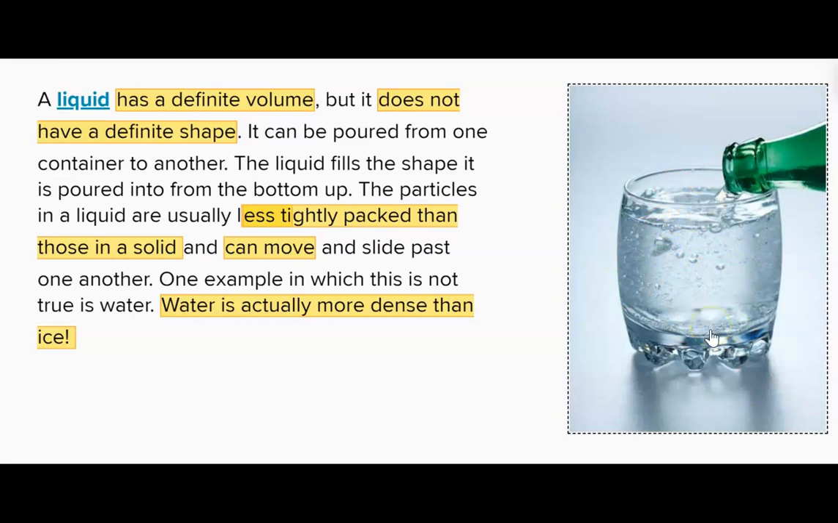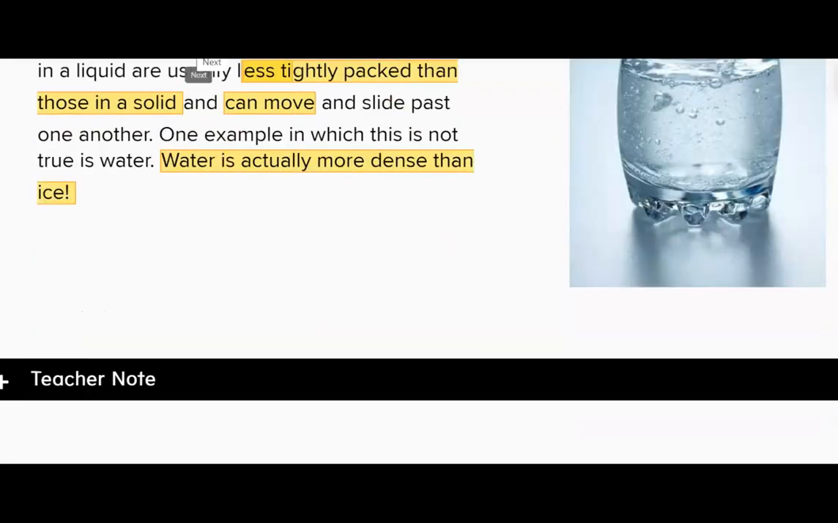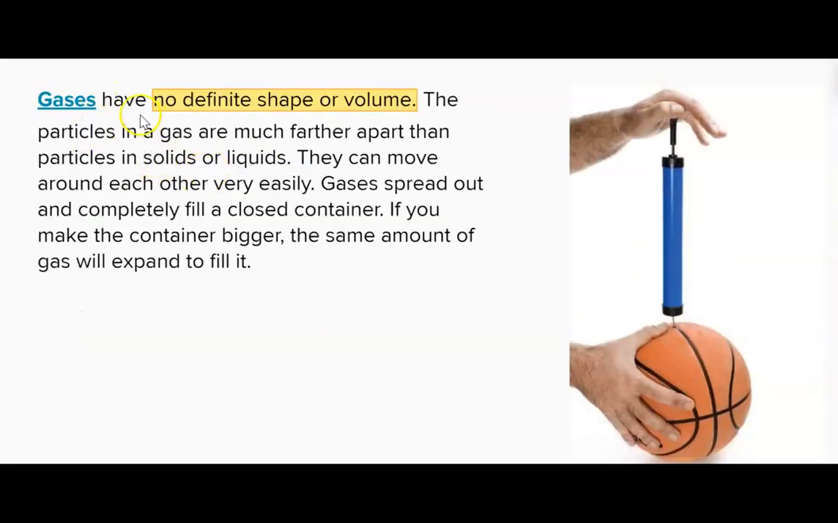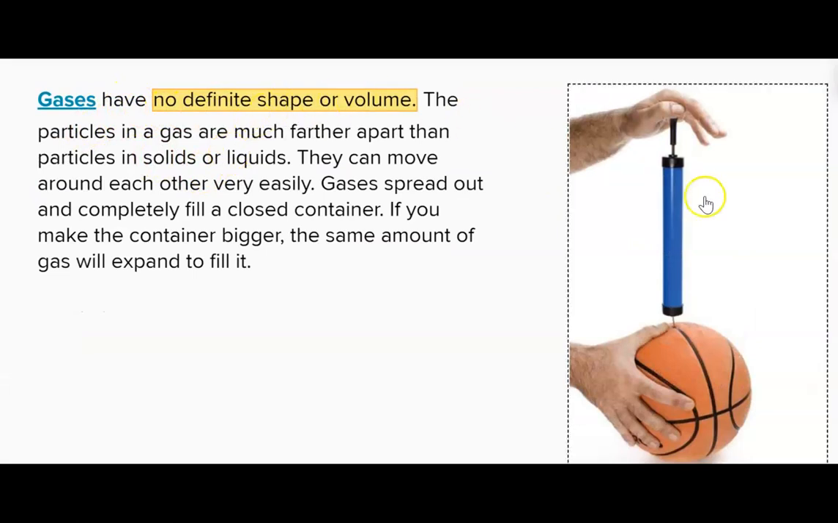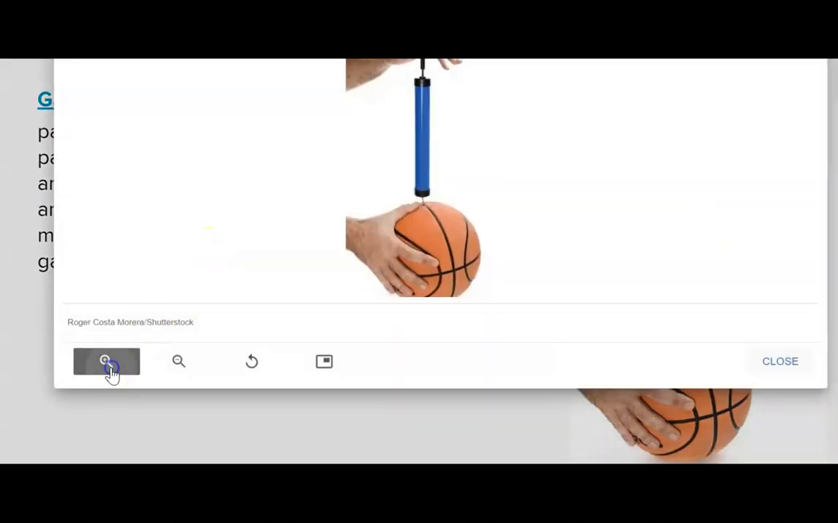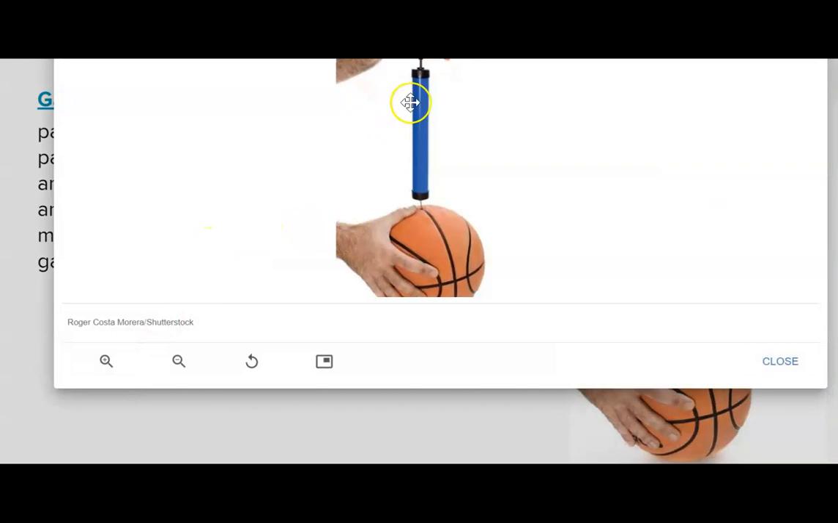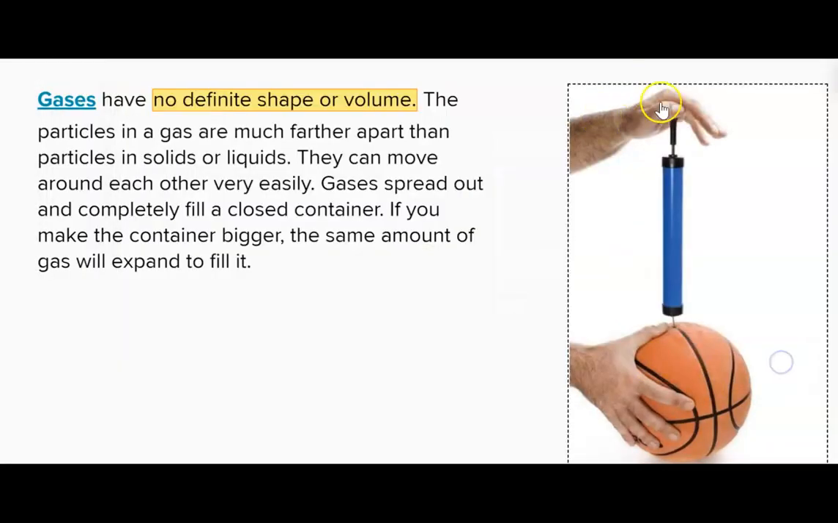Have you ever asked yourself this question: why is the ice not sinking? Because the ice is less dense than the water. The density of the ice is less. Okay, now gases. Gases have no definite shape or volume. Have a look at this picture. He is pushing air inside the basketball, right? So the air will take the shape of the ball.